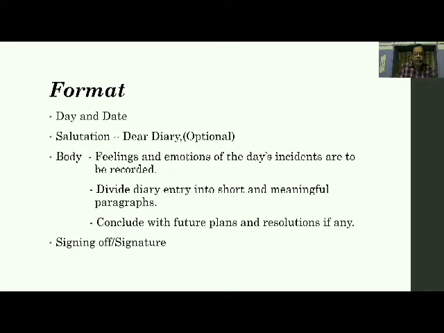Next comes the body. When we write a diary, what should be recorded there? The feelings and emotions of the day's incidents ought to be recorded. Divide the diary entry into short and meaningful paragraphs. Coming to the conclusion, conclude with future plans and resolutions, if any. You have to end your diary with signing off or signature.